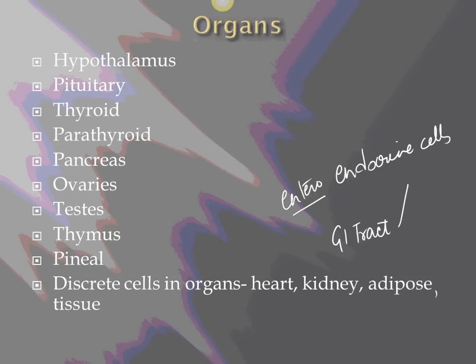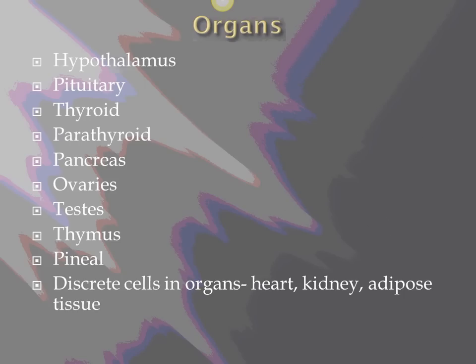So you can see that these are discrete cells which are present in the organs. The organ by itself is not endocrine, but only some cells do that. And then another example like I gave you was the liver, which produced thrombopoietin, which was responsible for manufacture of platelets. So you can see some cells there do that. Okay. So we have discrete cells in organs which can produce hormones.